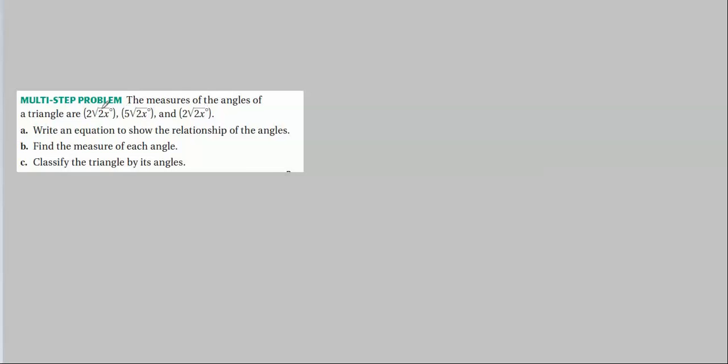If we were to add these up, plus 5 times the square root of 2x, plus 2 times the square root of 2x, well, we can just immediately write that as 9 times the square root of 2x. That's just 2 times the square root of 2x plus 5 times the square root plus 2 times. And that's 180. That's real easy. So, square root of 2x equals 20.